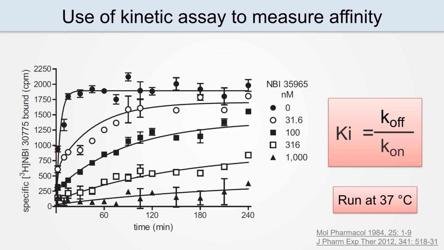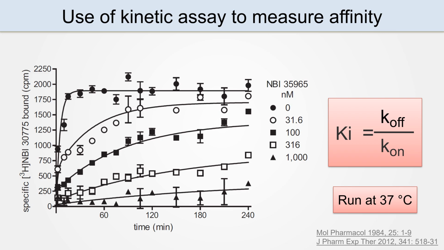We actually measured the kinetics of the compounds, the K-on and K-off. Then we used that equation I showed you earlier to calculate the KD by dividing K-off by K-on. This gave us the true affinity of the compounds. This was done using a competition kinetics binding assay like we saw earlier.